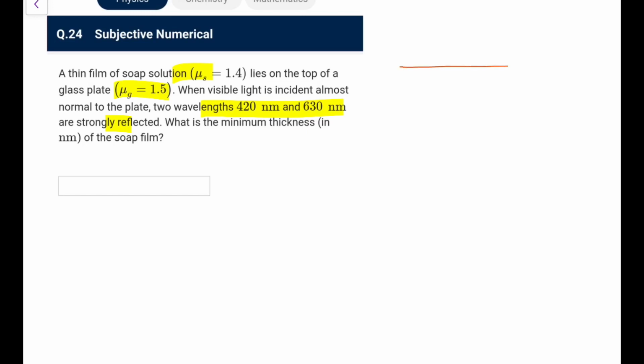So we have this soap film like this. This is 1.4, this is 1.5. So when it is reflected from here, there is a phase change of pi, and when it is reflected from here, again a phase change of pi. So simply the reflection is cancelled, and you have only the path difference 2nt, where n is the refractive index of the soap film, that would be equal to some m times lambda.